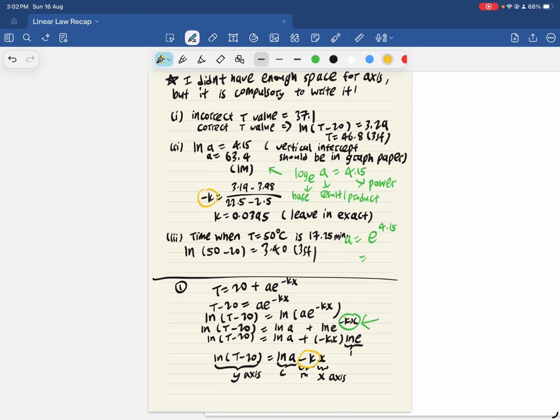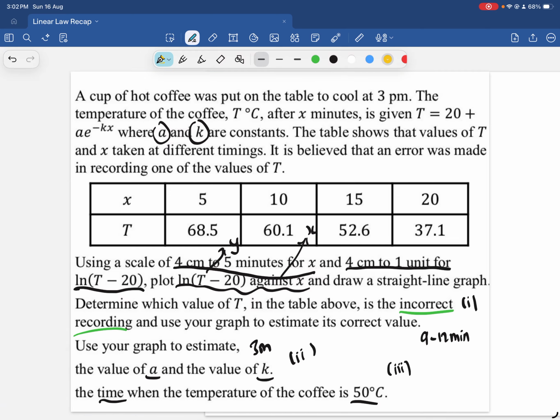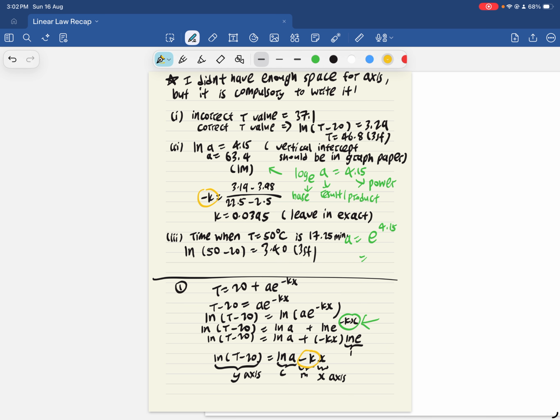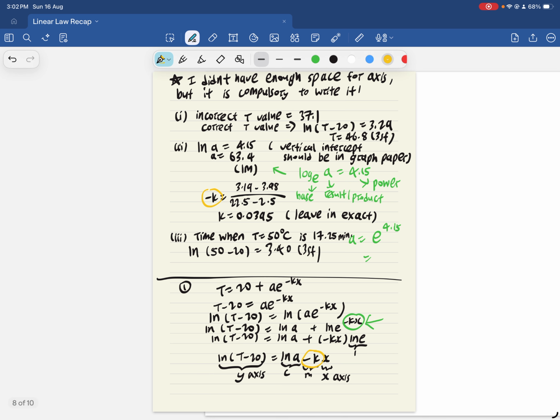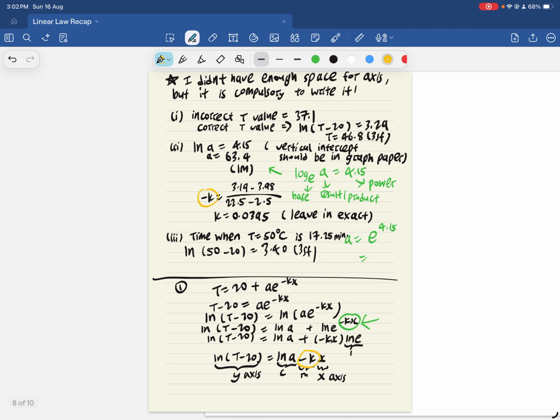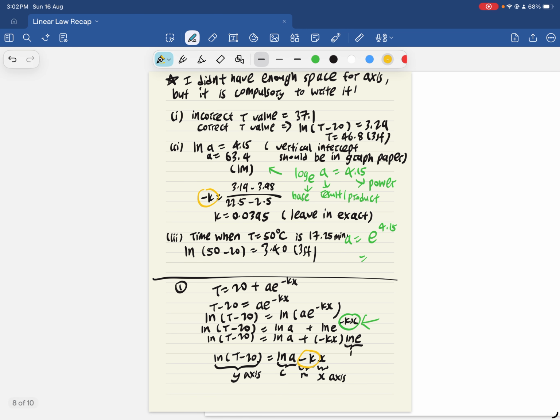Alright. Then the third part of the question is asking the time when the temperature of the coffee is 50 degrees Celsius. Again, you cannot just find it directly. So you sub in t equals to 50 and you get 3.40. So you look for 3.40 in your graph. For me, I used the yellow dotted line to represent this, and the x value I got was 17.25. So this is your final answer. And just remember to put the unit, which is minute.